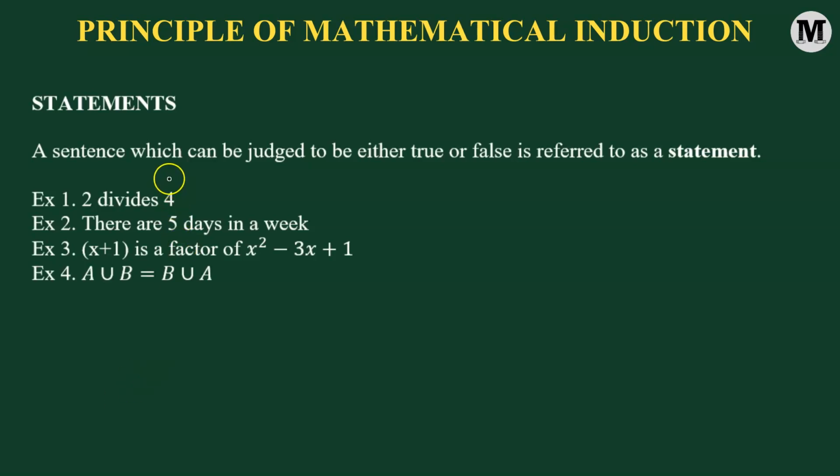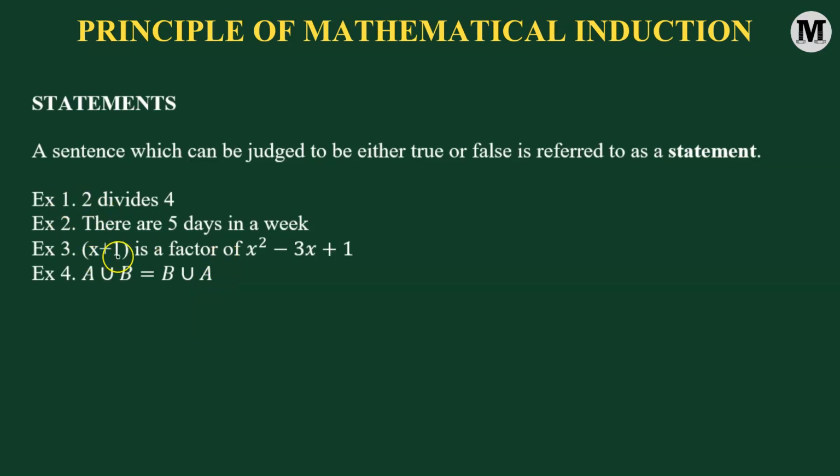Statements. A statement is a sentence which can be judged to be either true or false. For instance, here we have 4 statements. Statement number 1 is 2 divides 4. Statement number 2, there are 5 days in a week. Statement number 3, x plus 1 is a factor of x squared minus 3x plus 1. And statement number 4 is A union B equals B union A.